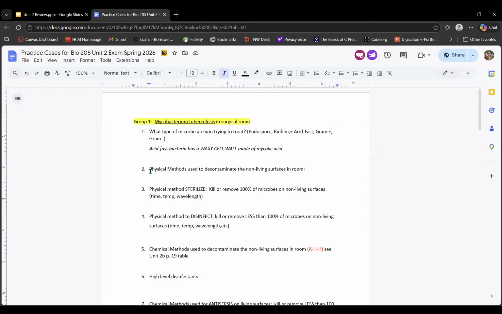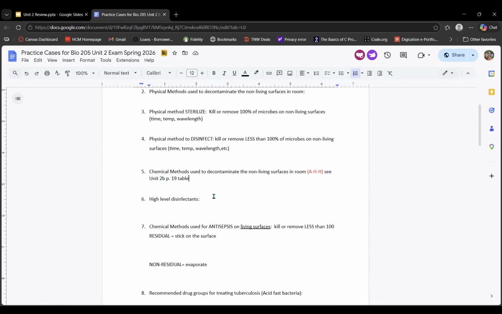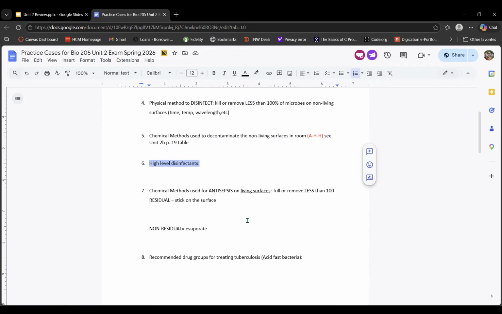And then you're going to list physical methods that we can use to decontaminate, physical methods to sterilize, physical methods used to disinfect, chemical methods used to decontaminate, and then high-level chemical disinfectants. And then chemical methods for antisepsis on living surfaces, i.e. on a person. Also know which ones are residual and not residual. So I gave you little reminders: residuals stick on the surface and non-residuals evaporate.